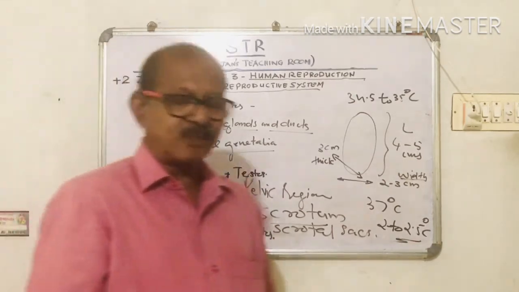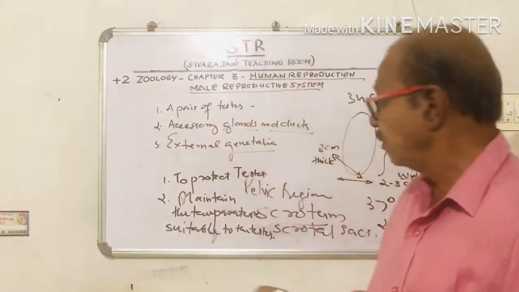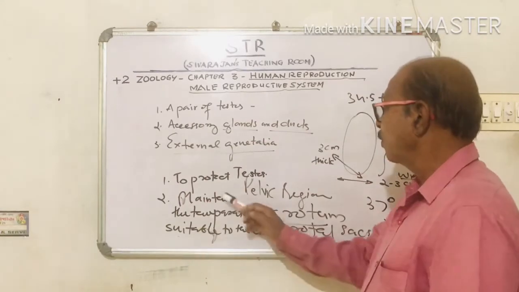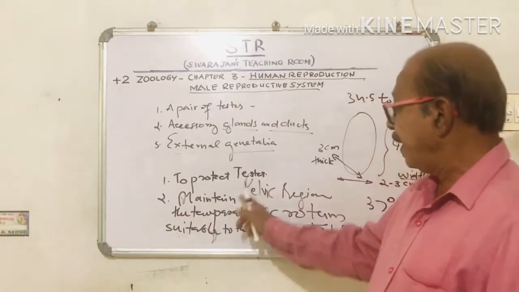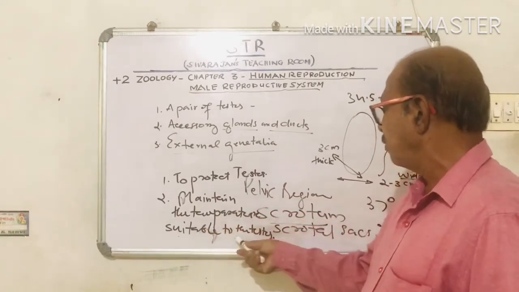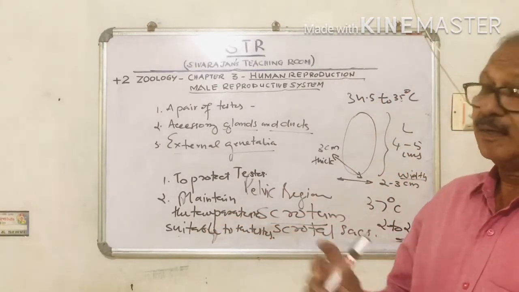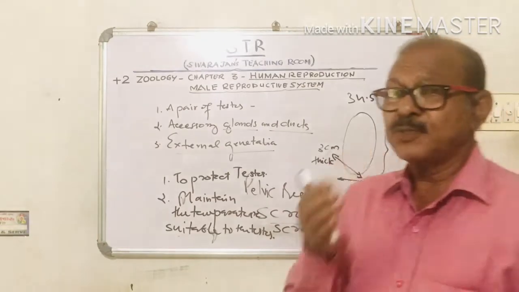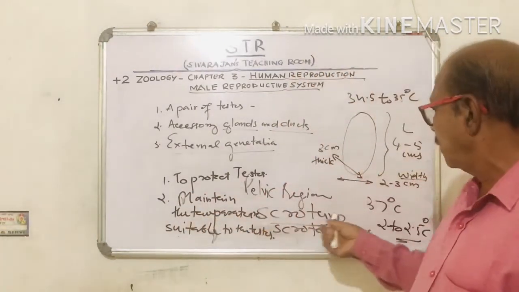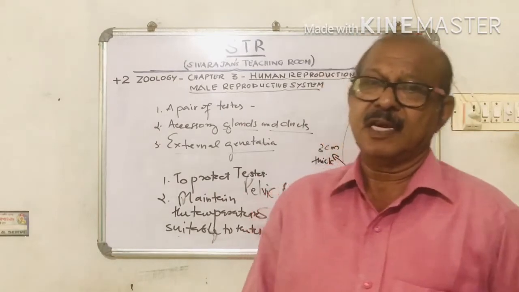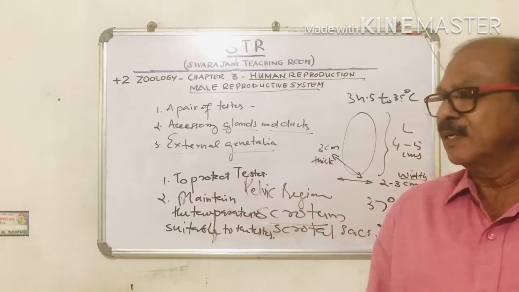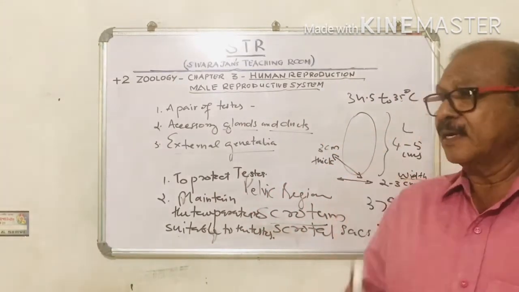So the scrotal sacs, or scrotum, has two functions. One, to protect the testis. Second, to maintain the temperature suitable to the testis. See, if you observe the scrotal sacs of a small boy about 2 or 3 years old, you can understand one thing.